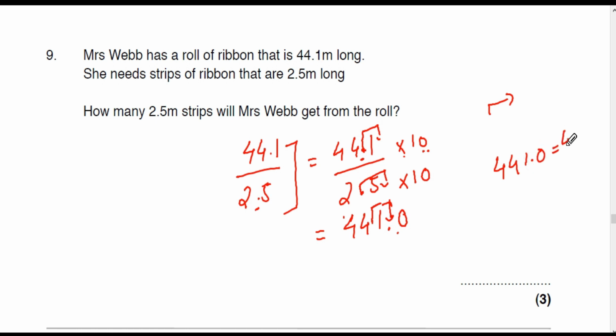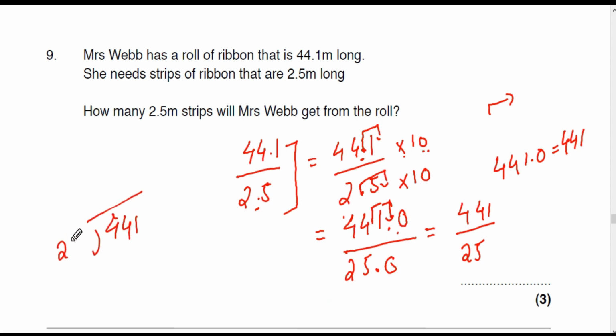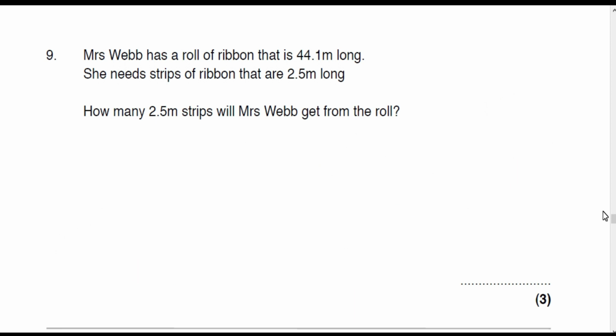So it is now 441.0, and remember 441.0 is the same as 441. And what about the denominator? You have 25 now. Why? Because your decimal has been removed and it has become 25.0. So now you have 441 in the top number and 25 in the bottom number. So now you can use your bus stop method to divide it, and you can find your answer. Okay, so now let's move to the next question.